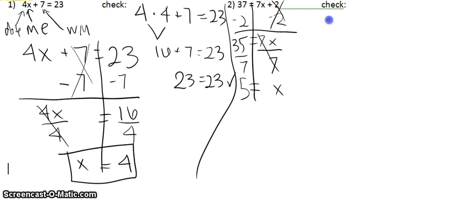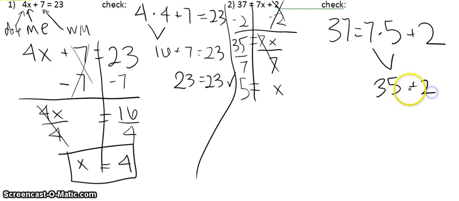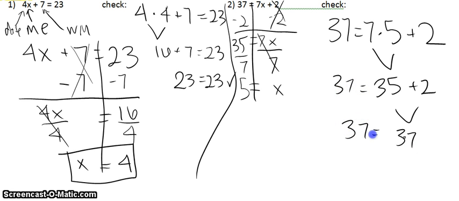So I have 37 equals 7 times 5, instead of 7 times x, plus 2. Order of operations says multiply first. That gives me 35 plus 2, and that is equal to 37. So I did, in fact, get 37 equals 37.